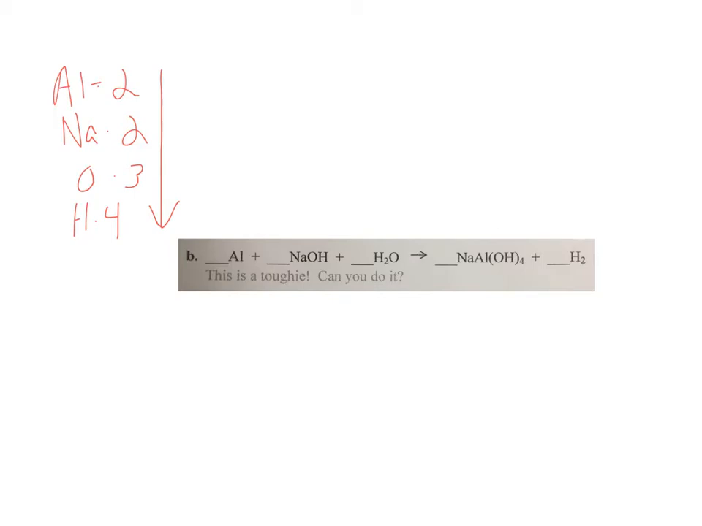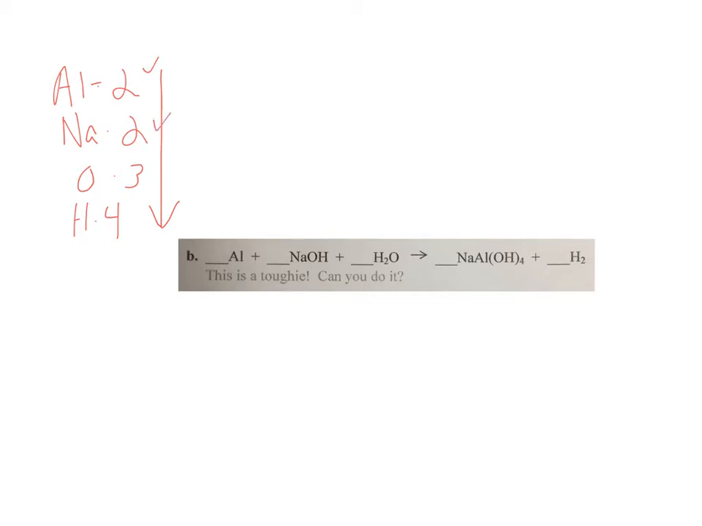So let's start with aluminum, and you'll notice that we have 1 aluminum here, and we have 1 over there. That's already balanced, so I don't need to do anything. Okay, so that one is done for now. Okay, next one is the sodium. We have 1 sodium on the left side, the reactant side, and 1 sodium on the product side. That is also already balanced, so we can check that one off.